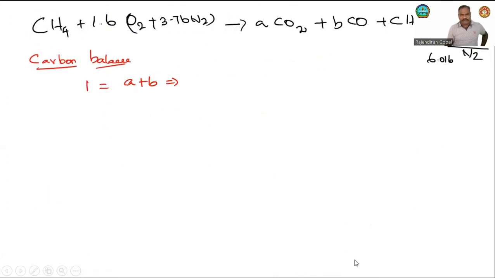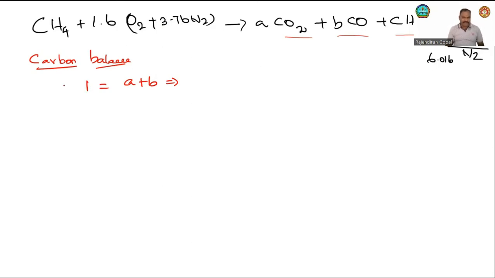Now we can write the combustion equation with the air requirement: CH4 plus 1.6 O2 plus 3.76 N2 gives A CO2, B CO, C H2O, D H2. These are the sole determinants of the combustion products given. And the nitrogen is 1.6 multiplied by 3.76, that is equal to 6.016 N2.